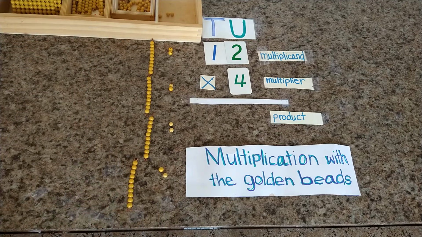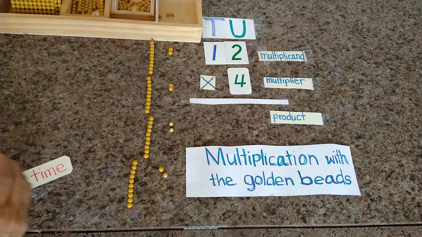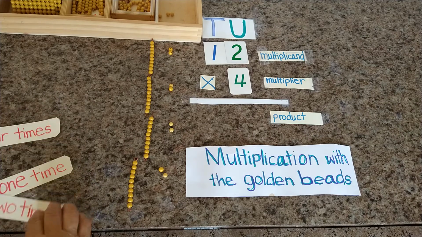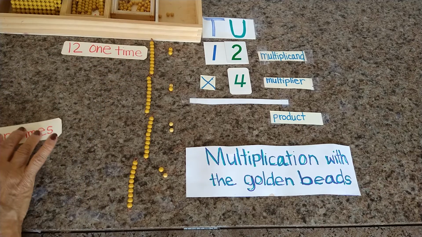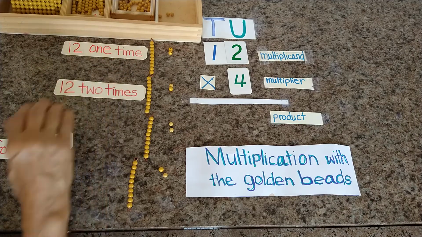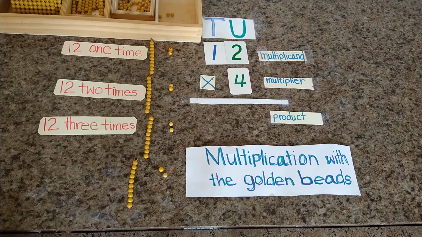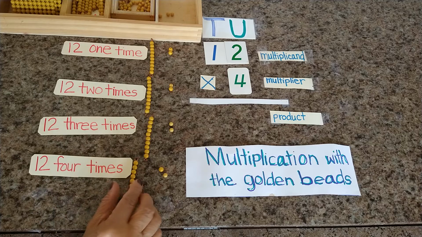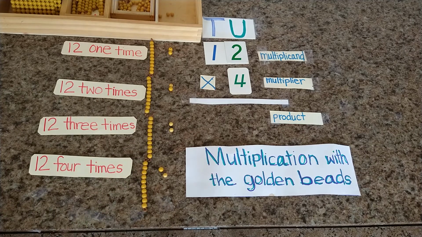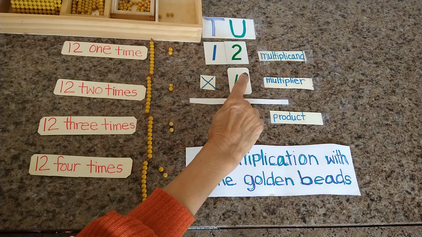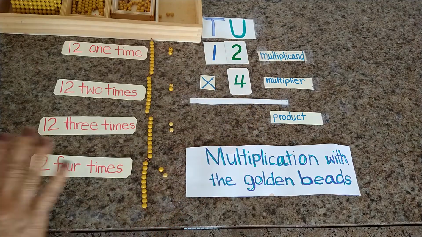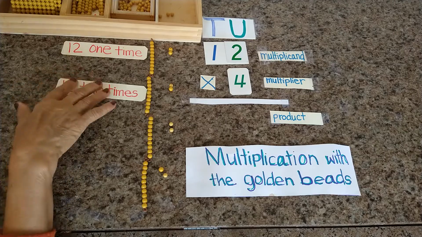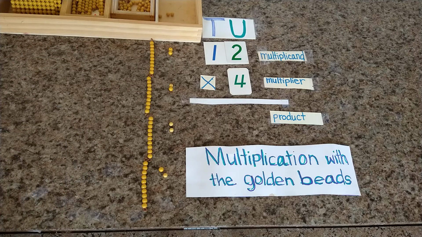All right. So now we need to put them together to get the answer. So before we put them together, let me place these labels to show. Okay. I got 12 one time, 12 two times, 12 three times, and 12 four times. We got 12 four times because our multiplier is 4. Now I'm going to remove these labels because we don't need them. I just wanted to show you.